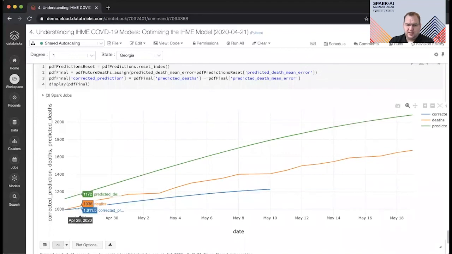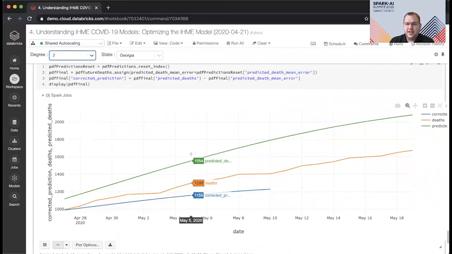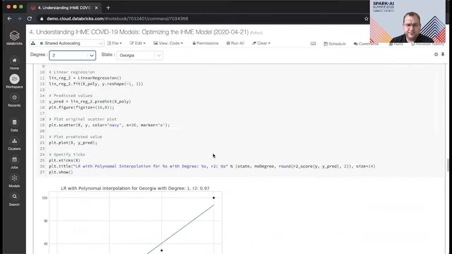You can see the blue line is our corrected predicted values, the orange line is what actually happened, and the green line is the original prediction. Our corrected predicted values were much better. But as you can see towards the end, that gap is widening. Even our corrected values are getting farther and farther away from what actually happened. So in this case, let's switch it and do a second degree polynomial, and see if we can get any more accurate results.